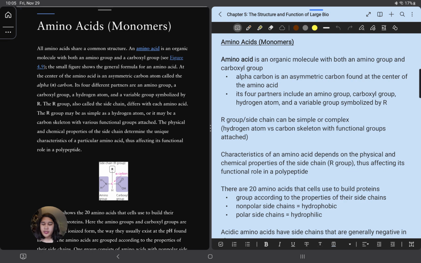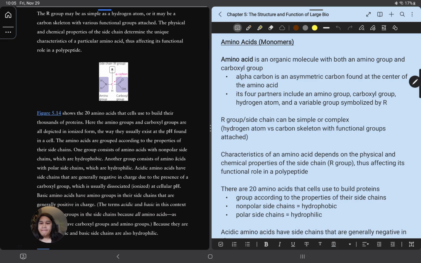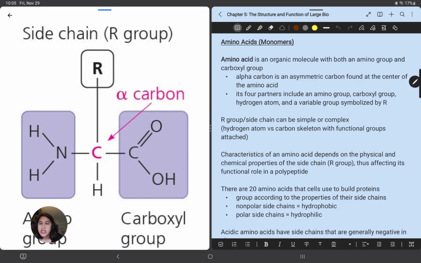The physical and chemical properties of the side chain determine the unique characteristics of a particular amino acid, thus affecting its functional role in a polypeptide. So here we see the alpha carbon, the hydrogen atom, the carboxyl group, the amino group, and the R group.